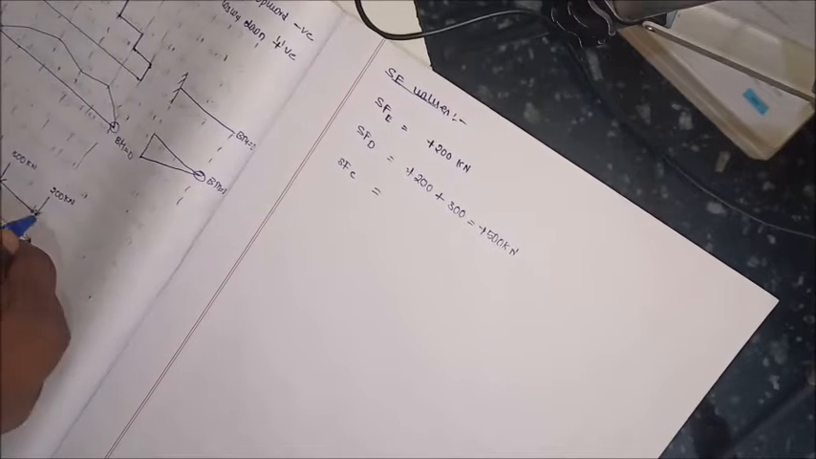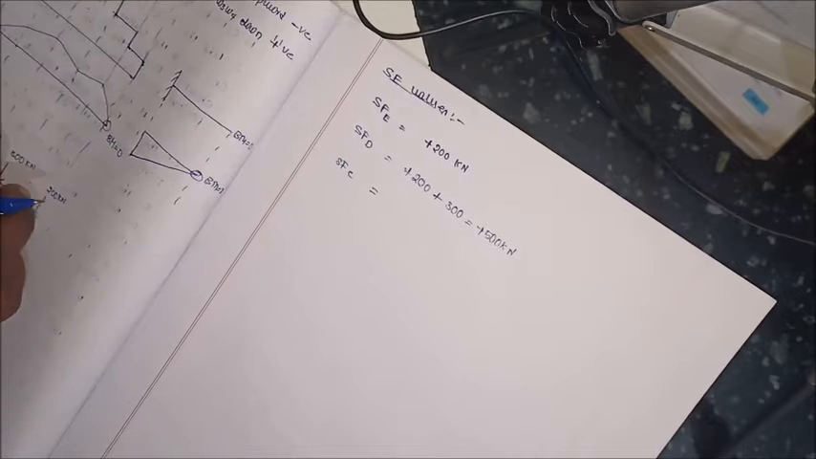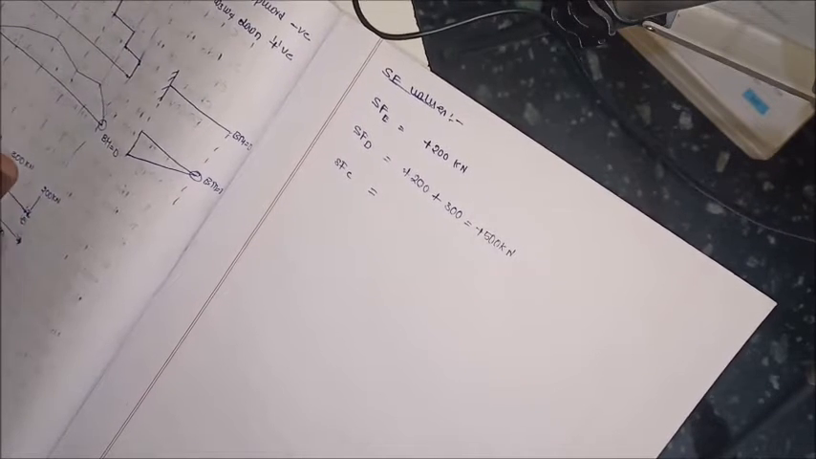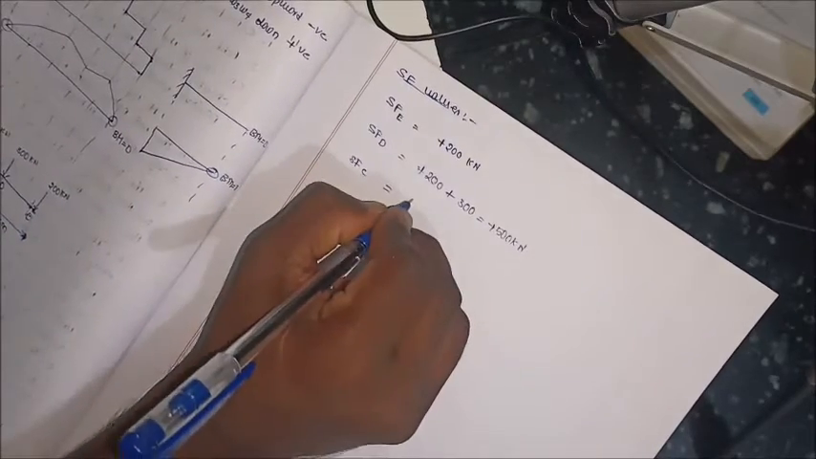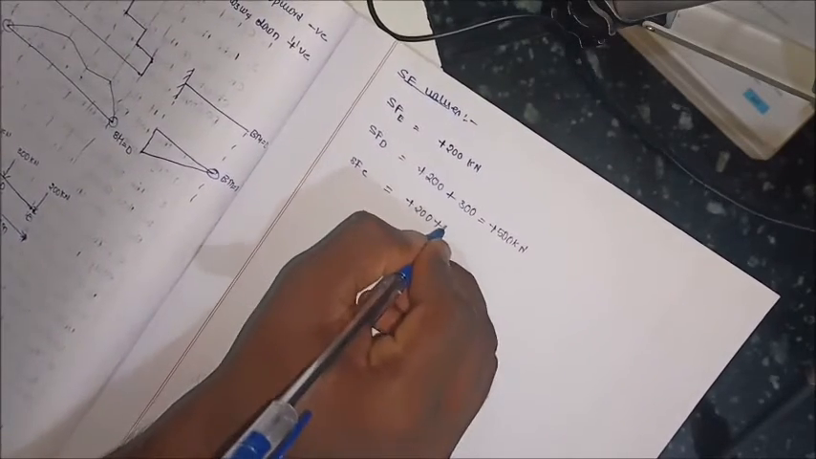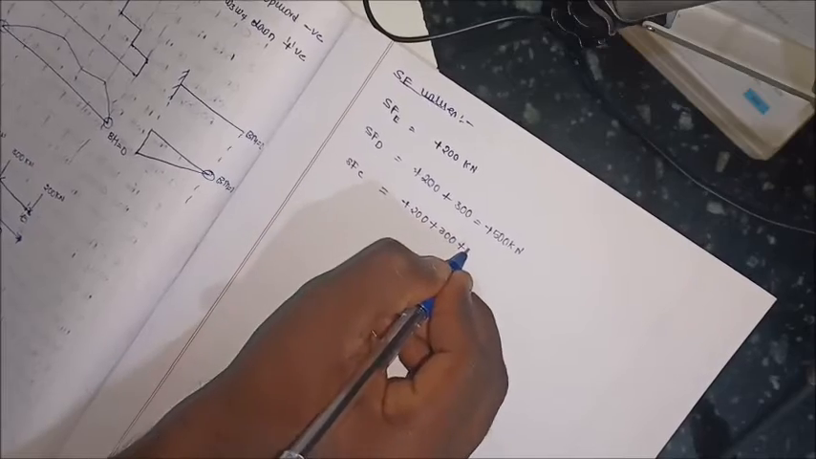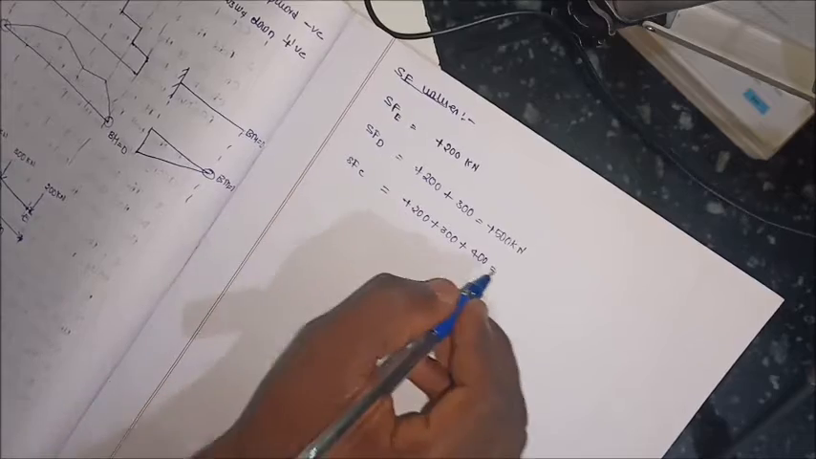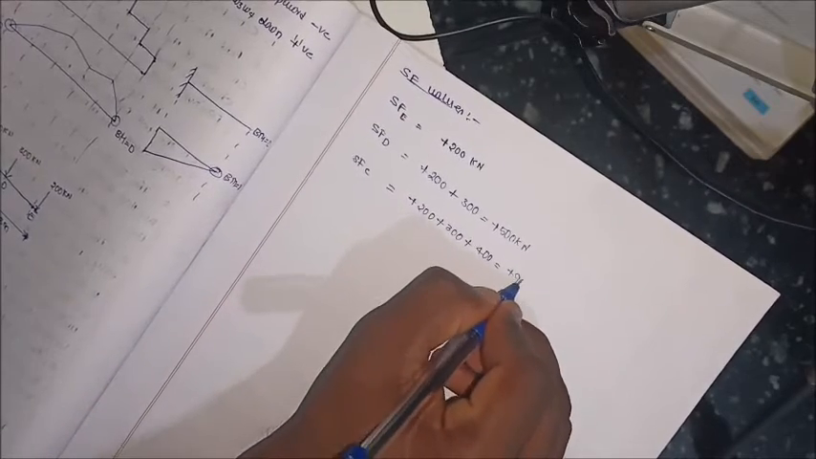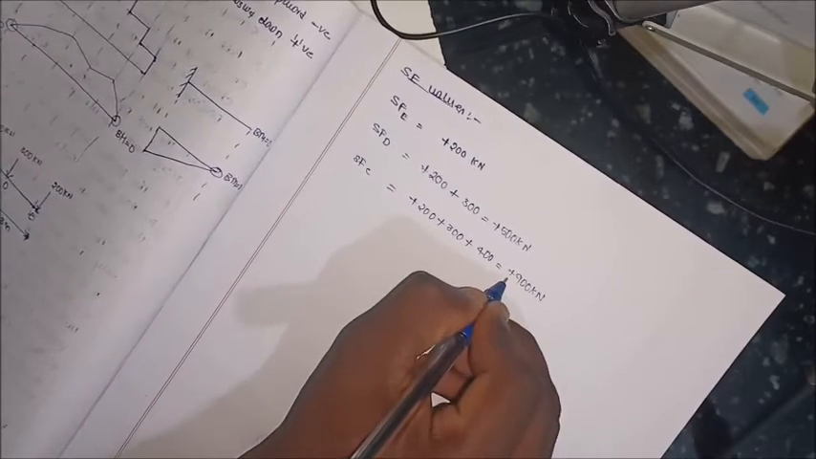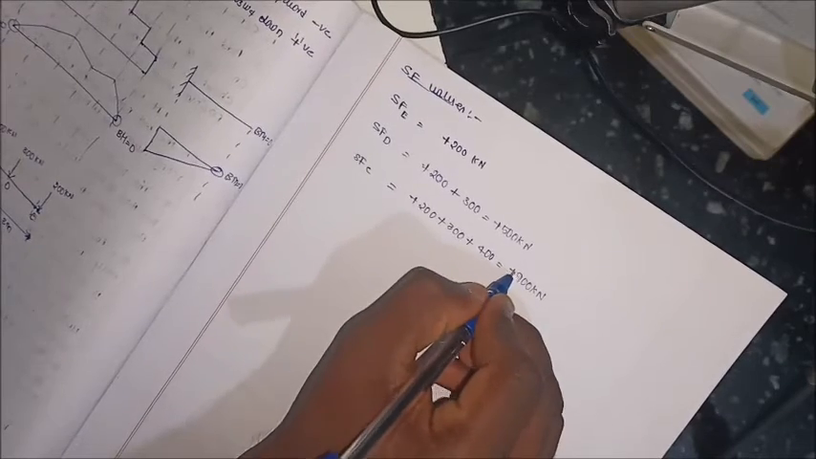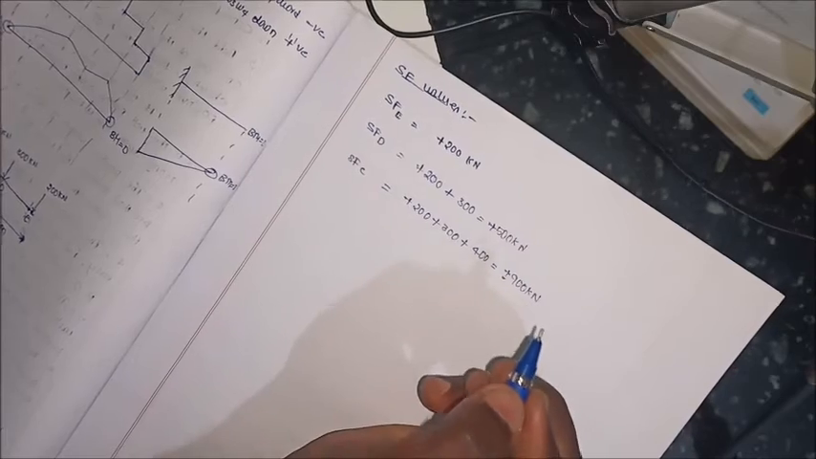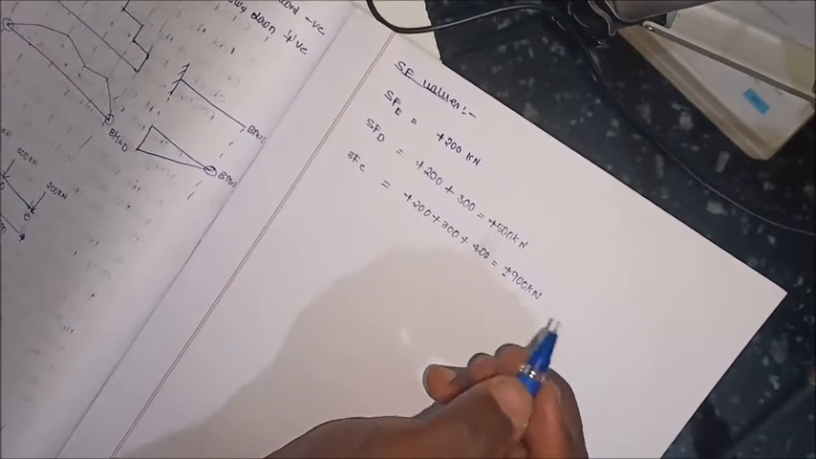In the same way, the shear force value at C: choose the section just left of this point load. So these loads are right of the section, and downward forces are positive. So plus 200 plus 300 plus 400, the sum of these equals plus 900 kilonewtons. Here the symbol, positive or negative, is very important while drawing the shear force and bending moment diagram.